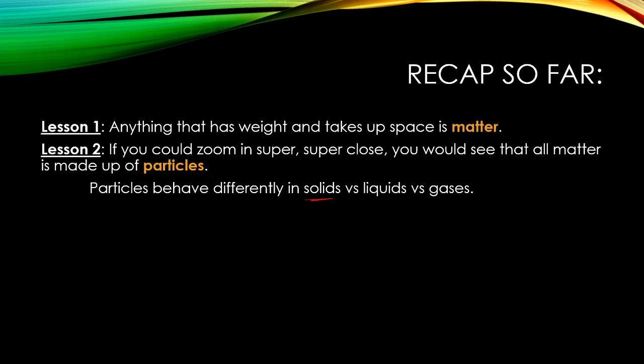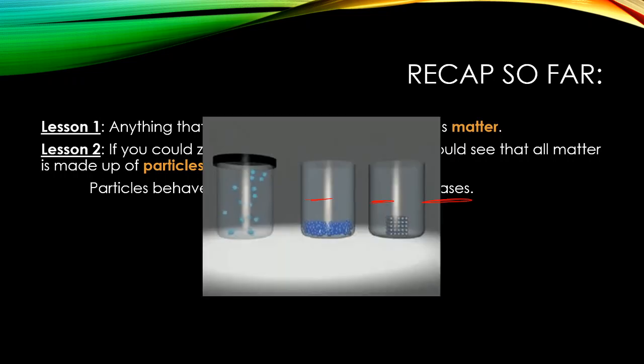in solids versus liquids versus gases. And that's what makes each of those states of matter different. So we've seen this animation a few times now. We know that in a gas, the particles are bouncing around all over the place to fill up however much space they have. In a liquid, they're kind of flowing freely around each other. And in a solid, they're holding rigidly to one another so that a solid object holds its shape.